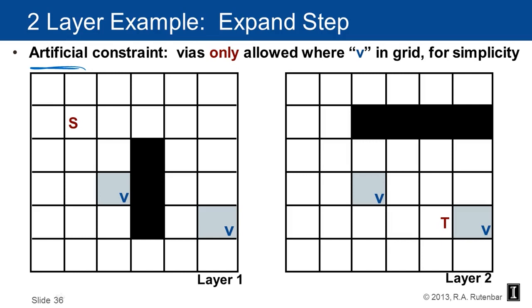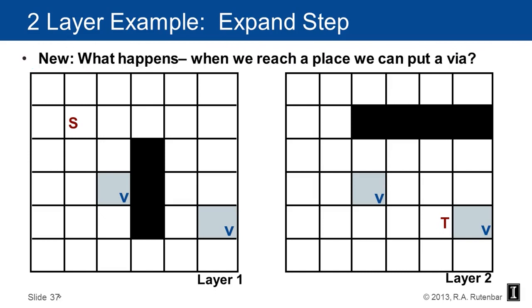This is artificial, but if I don't do this, you won't be able to see anything when I'm doing the expansion because there'll just be too much stuff going on. And this gives a nice, simple example that illustrates all of the right functionality. So the new question is, what happens when you reach a place you can put a via? Let's just start and get to that interesting question. So recall, what's the first thing we do?